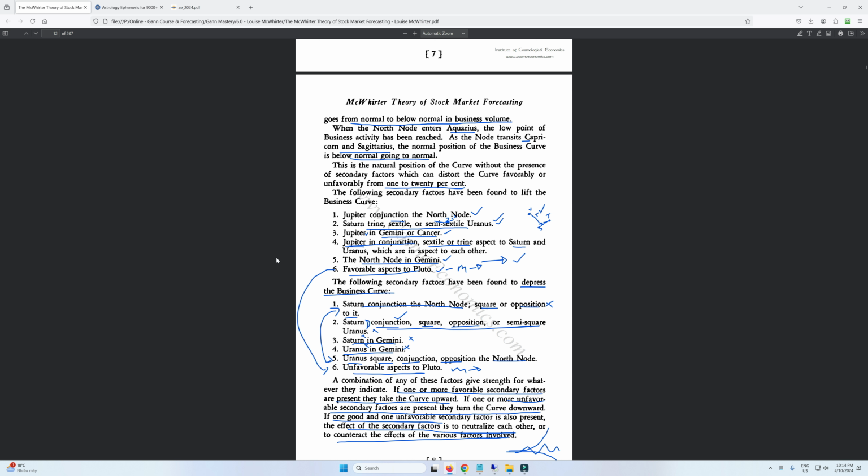Now, we'll take a look at the secondary factors again, and then we'll take a look down further in the book and go over some of the ways that McWhirter would actually do it. And then we're going to apply a more modern spin to this, okay?